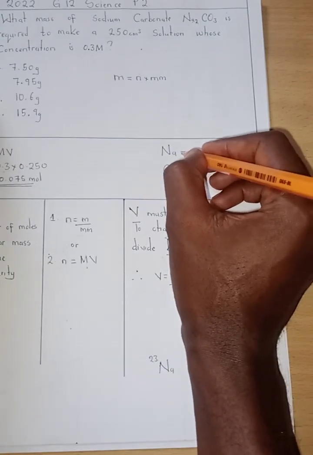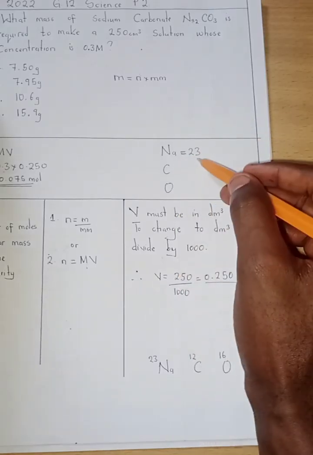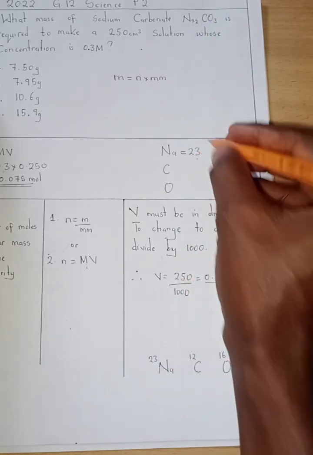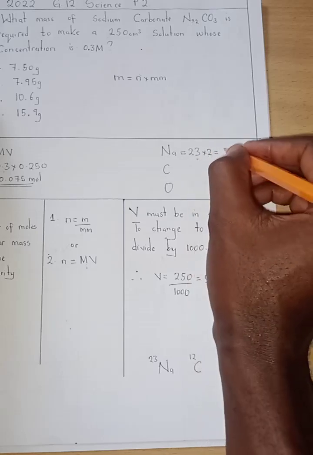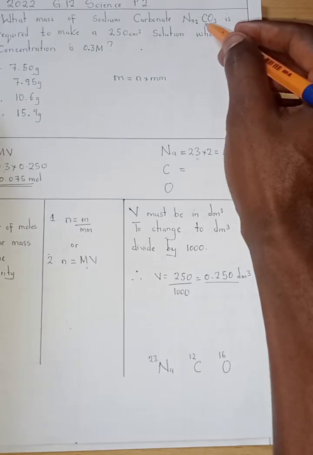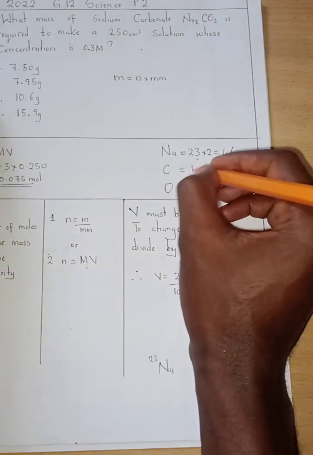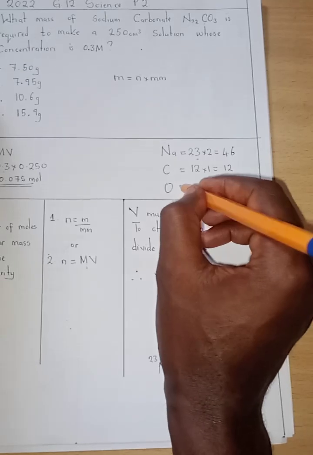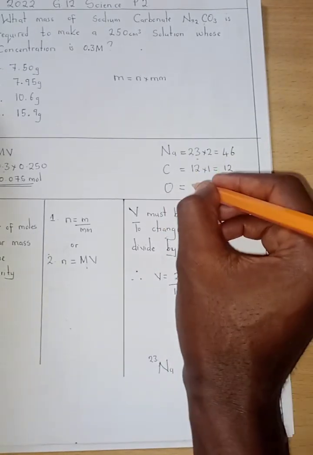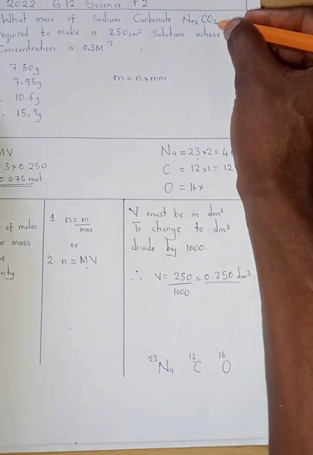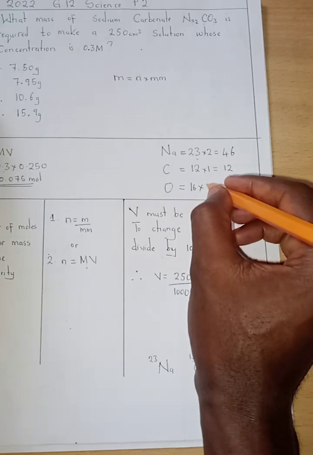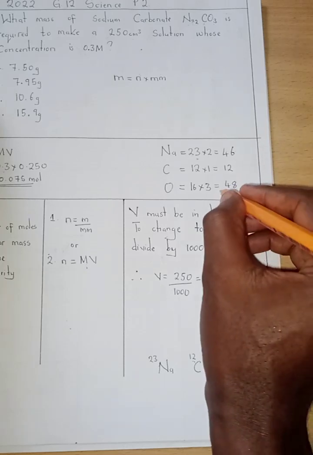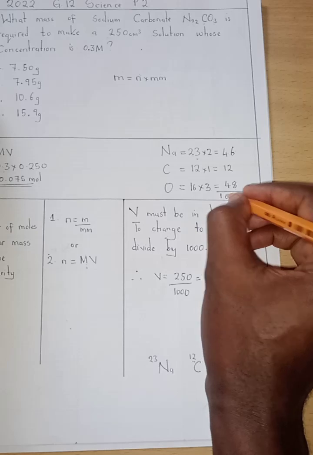Now, the mass number of sodium is 23. You also look at the number of atoms. How many atoms of sodium? 2. So we multiply this mass number by the number of atoms, 2, which gives 46. What about carbon? The mass number of carbon is 12, and it only has one atom here, so times 1 it's still 12. Oxygen, the mass number 16 multiplied by 3, the number of atoms, gives us 48. Then we just add these. Therefore, when we add them, we get 106.